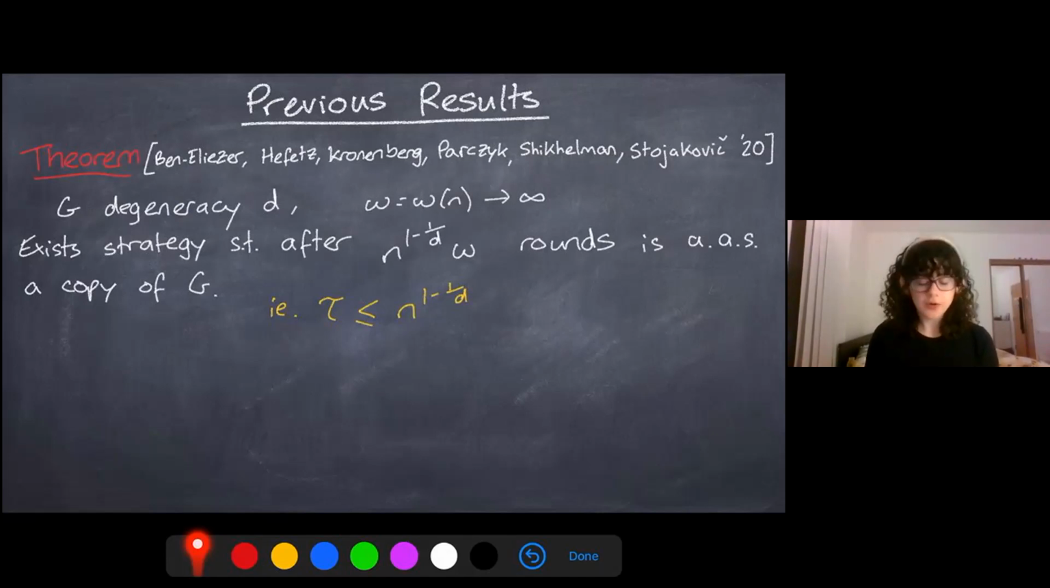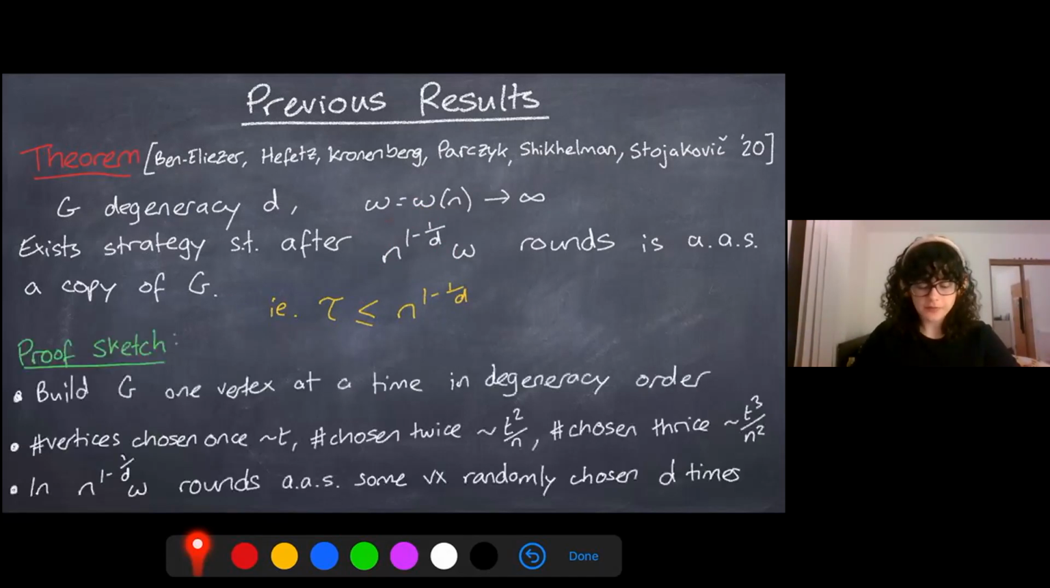So they've shown here that if you have a graph of degeneracy D and you have some function omega that tends to infinity with n, then if you allow yourself to have n to the 1 minus 1 over D times omega rounds, there exists a strategy such that you can asymptotically almost surely make a copy of G. So this is like an upper bound on the threshold. I'll give you a quick sketch of how their proof goes.